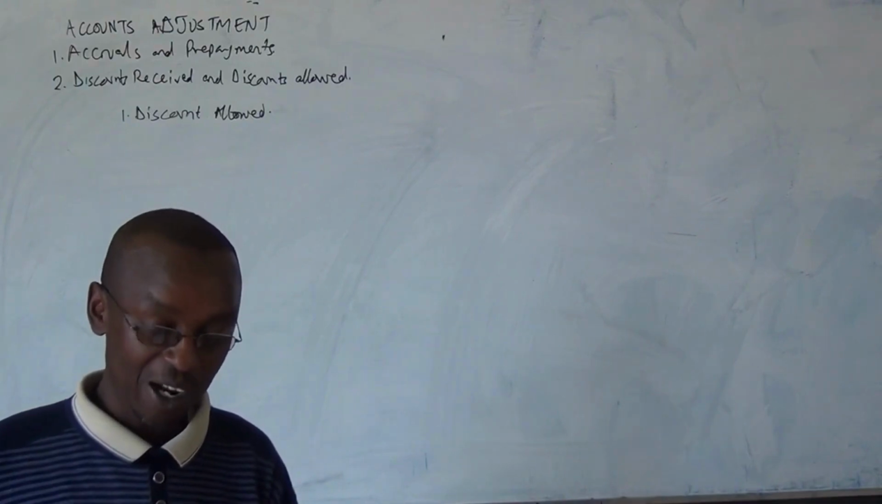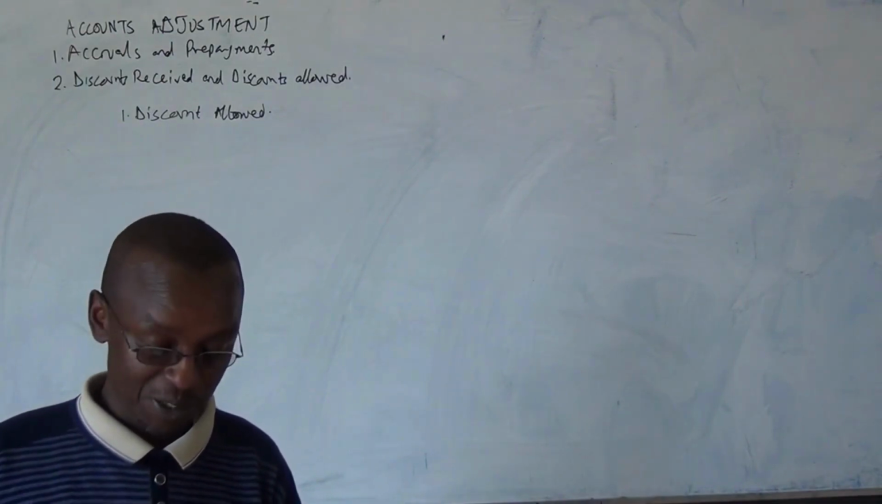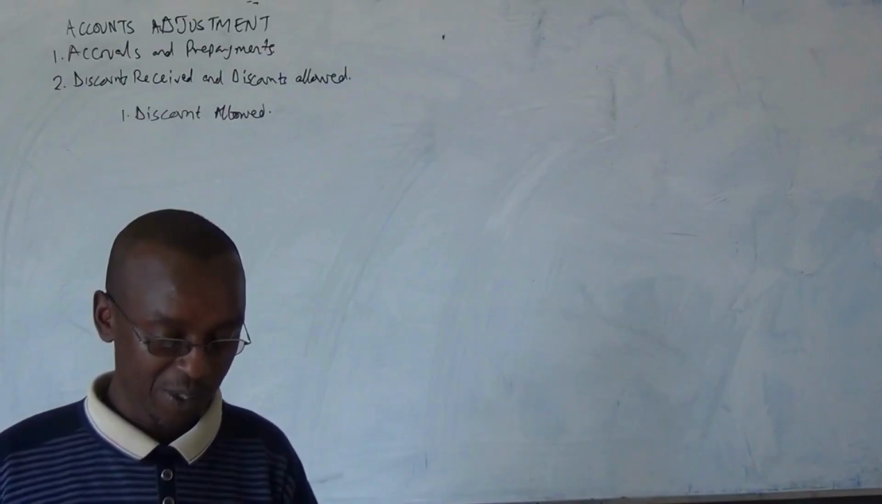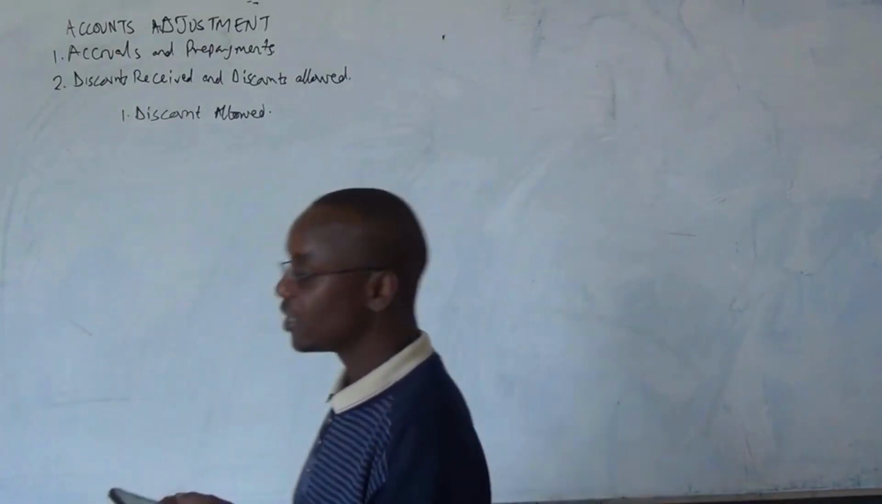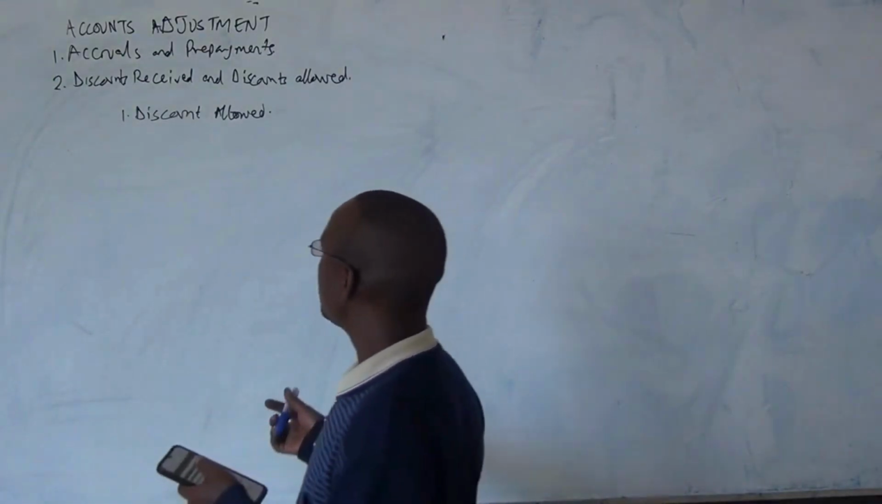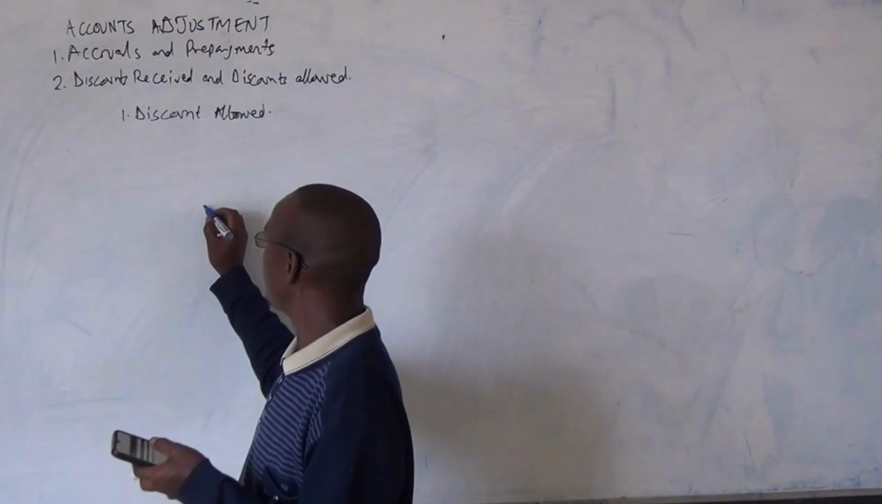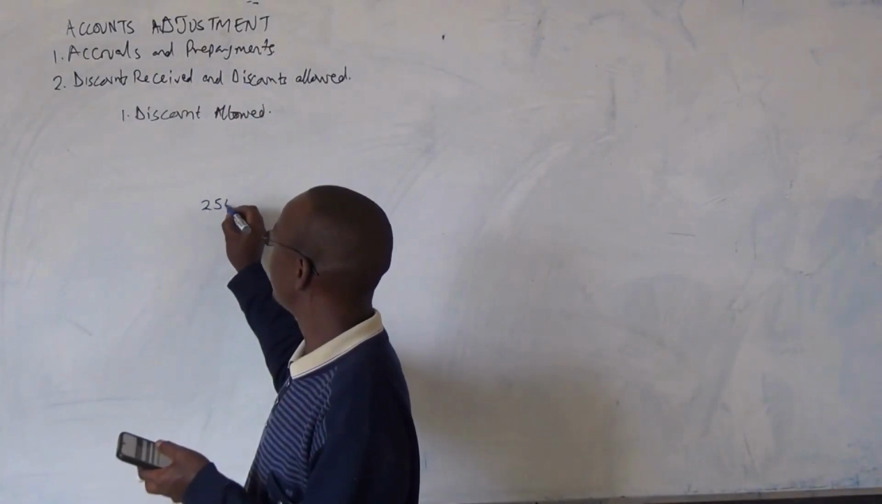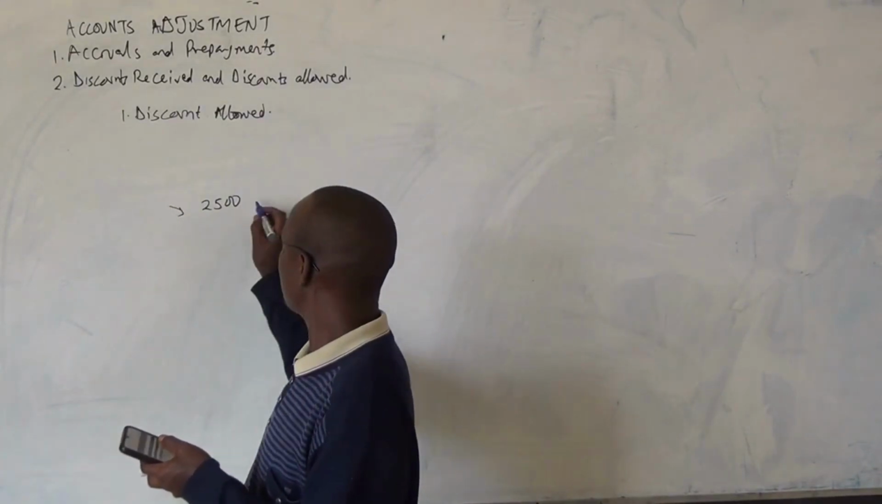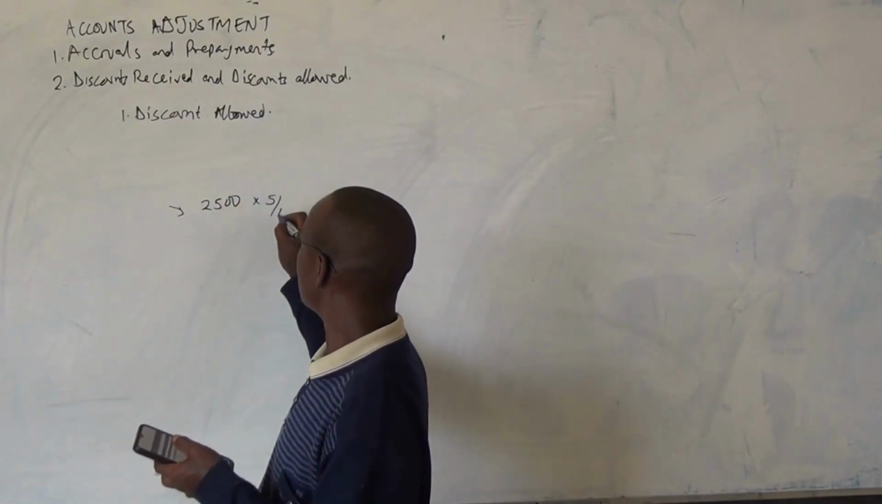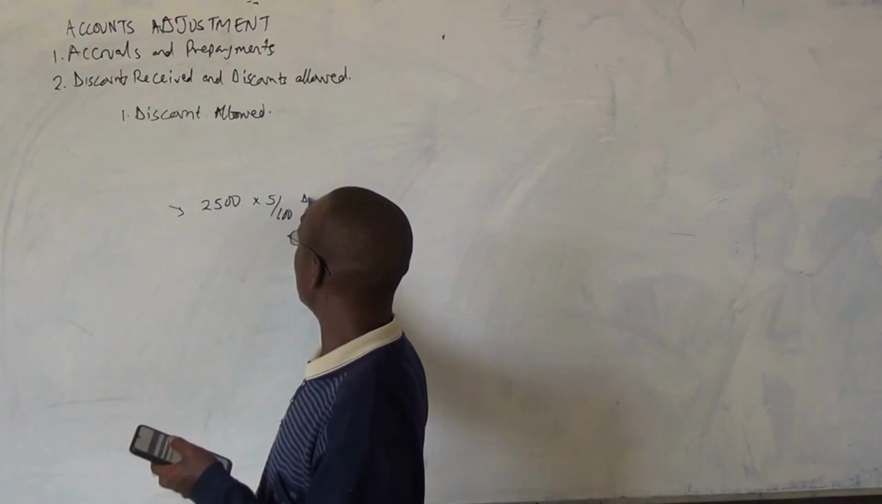A discount allowed represents an amount allowed to a customer on his sales. It is given as an incentive. So I can find that you're selling some goods at 2,500. But if a customer buys in bulk, you give him a 5% discount.